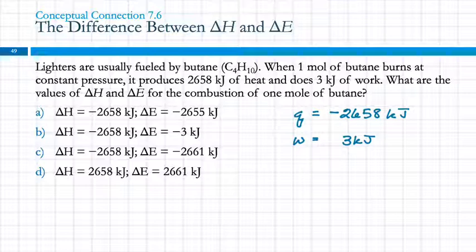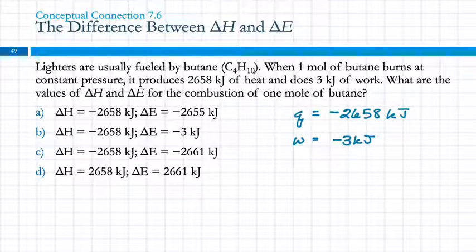And it says the reaction does 3 kilojoules of work. So you do work or you have work done for you. Doing work is negative. Having someone do the work for you is positive, right? So this is also negative. And identifying those signs just requires a bit of thinking about it.